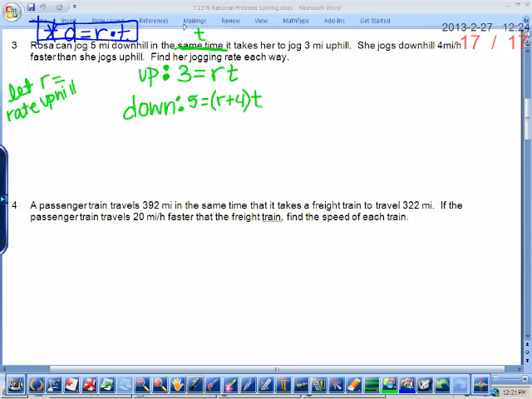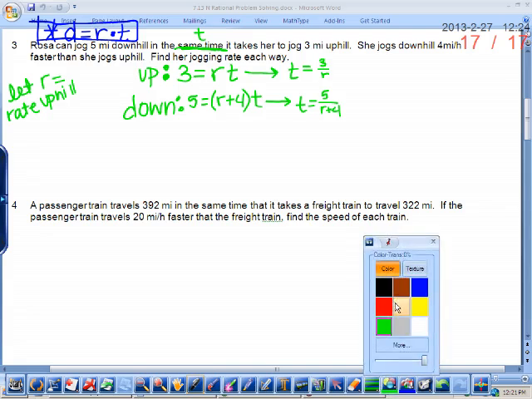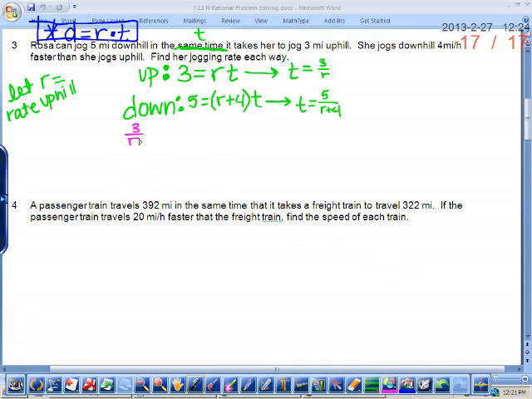Now, the reason that this helps us so much, that the time is still the same, would you agree that if we got these both solved for t, we can set them equal to each other? Yeah? So go ahead and do that. Solve both of these for t. So I get t equals 3 over r and t equals 5 over r plus 4. So once I know that these are both equal to t, what can I do with these? Set them equal to each other. So 3 over r equals 5 over r plus 4.